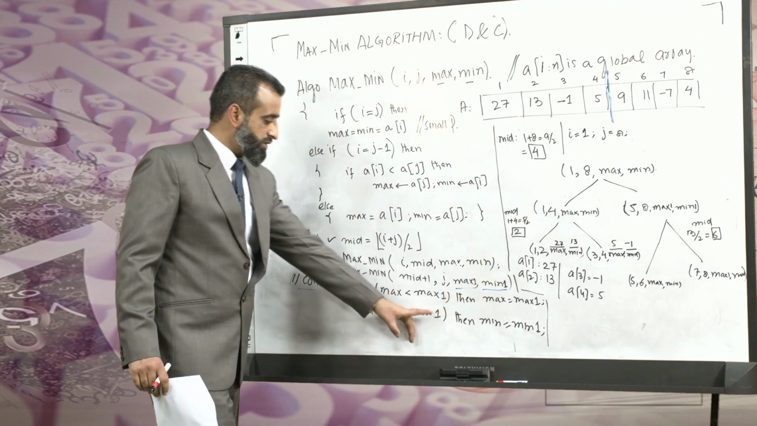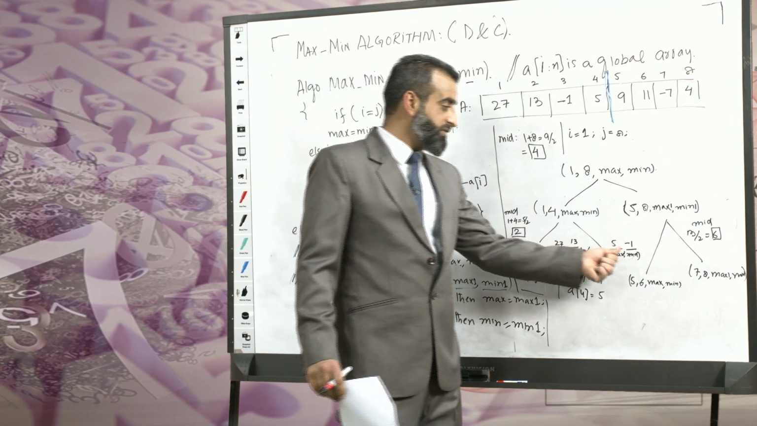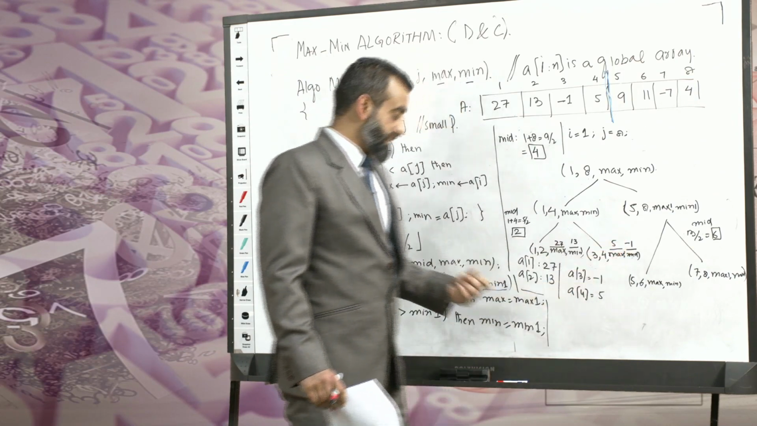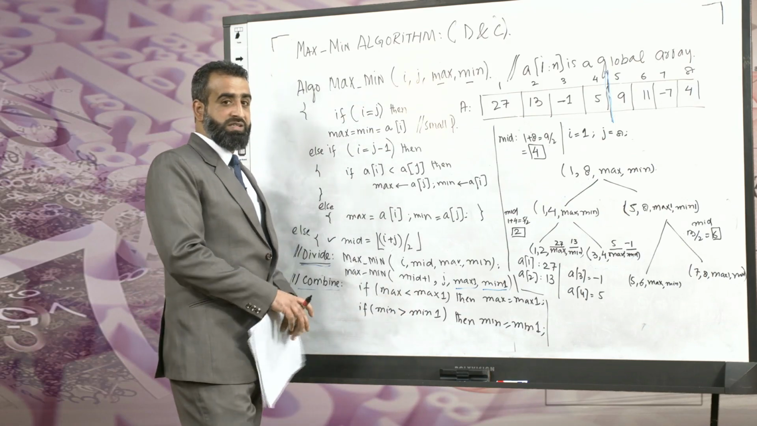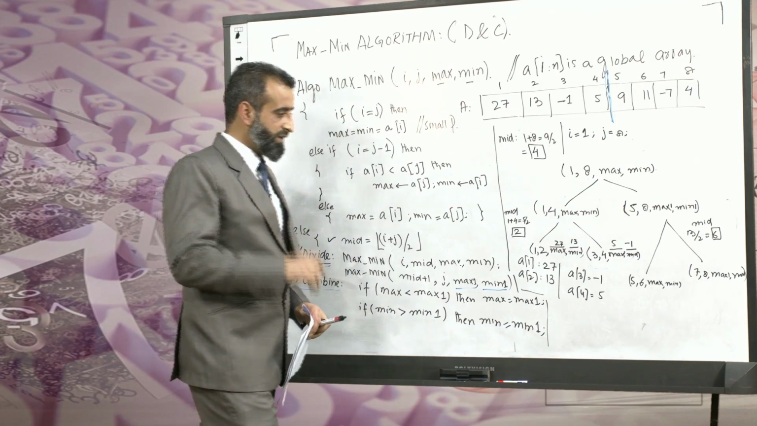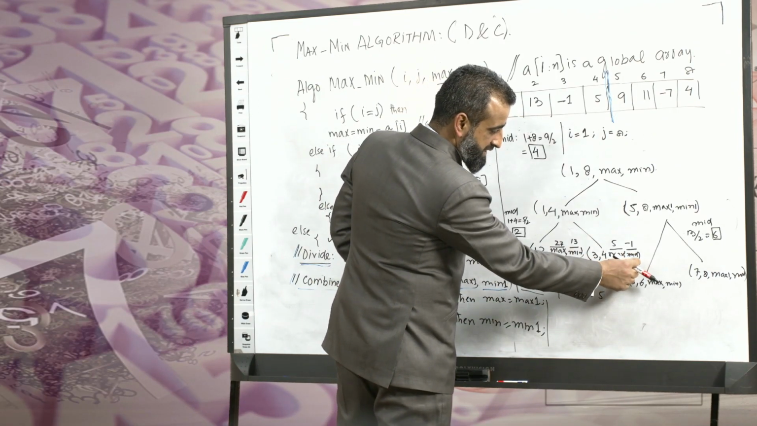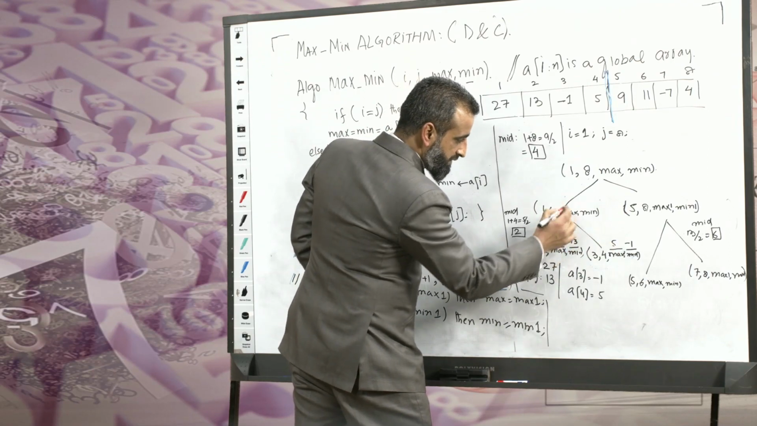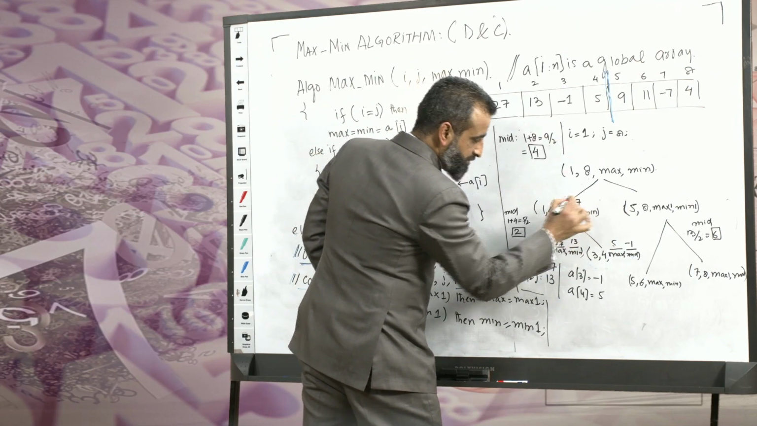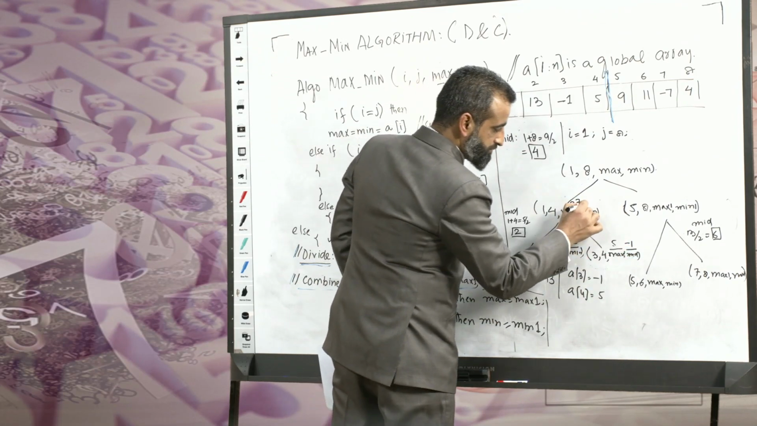Is my min greater than min 1? My min currently is storing 13, and my min 1 is currently storing minus 1. That makes the condition true. My min actually is greater than min 1. Since we are looking for the minimum possible value, the min 1 will now be stored in my min. So max out of these two will be 27, and min out of min and min 1 will be minus 1.